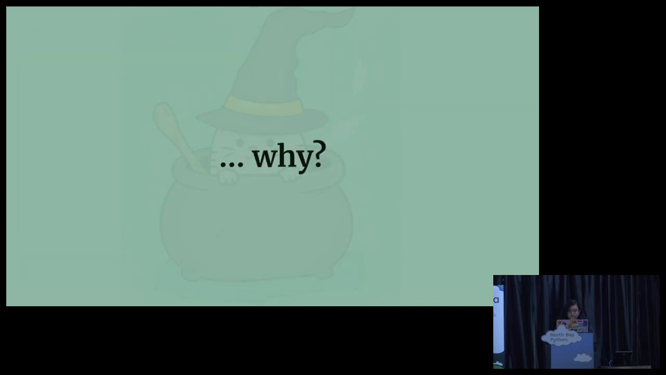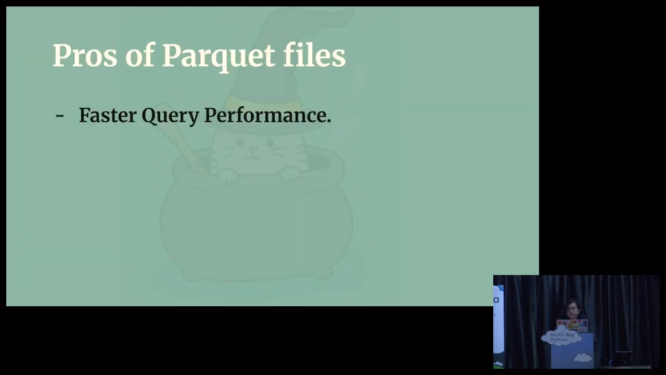Now let's understand why that happened. There are lots of pros to Parquet files, and as I mentioned, it's because of it being a column-based setup. It has faster queries, in the sense that because it is column-based, the queries can use just a subset of the entire file structure. So you're not processing the entire data file, you're just processing parts of it.